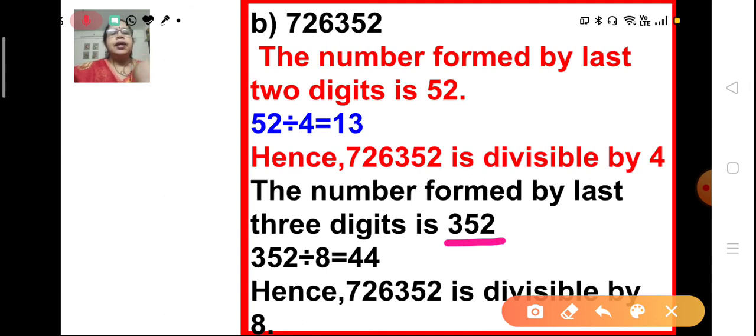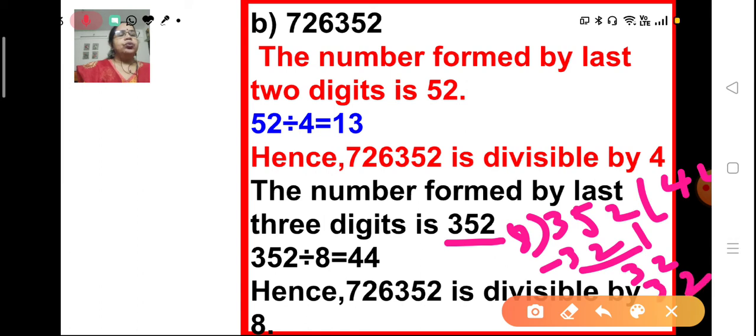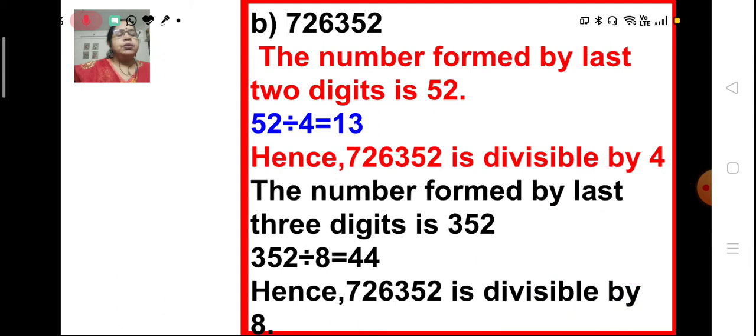We can take it here, 352 by 8, isn't it? It is 4 times 32, 35 minus 32, we get 3 here, and when we take 2, again it is 8 4s are 32. So, 352 is divisible by 8. So, the number 7,26,352 is also divisible by 8.